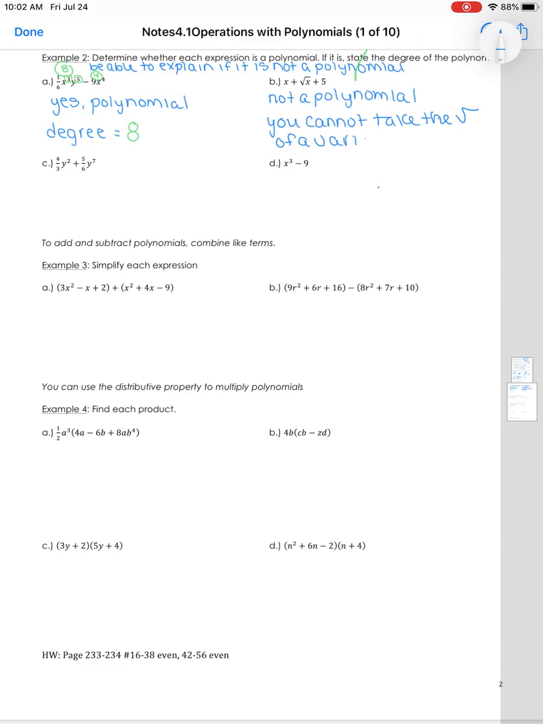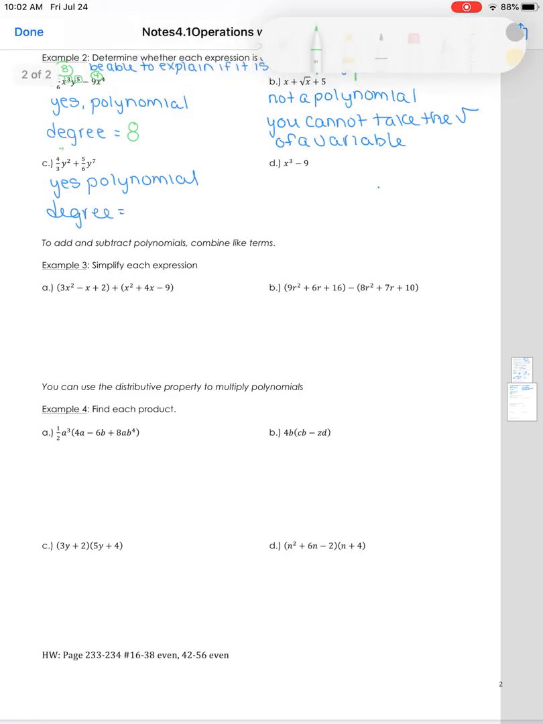For B, x is fine, 5 is fine, but radical x is not fine. So this is not a polynomial. You can't determine the degree if it's not a polynomial. So now you just say why it's not. You cannot take the square root of a variable. So you're basically taking the reasons that were on the front page of the notes and just justifying.